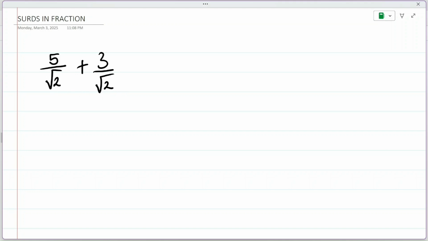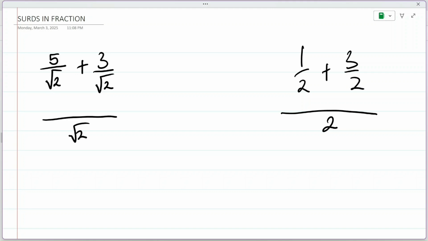It's like saying 1 over 2 plus 3 over 2. When we're working with normal fractions, if the denominators are the same, the LCM is also one of the denominators. So it's 2 in this case. Same if you have 5 over root 2 and 3 over root 2, and you have root 2's at the denominator, the LCM is root 2. So we have the LCM as root 2.